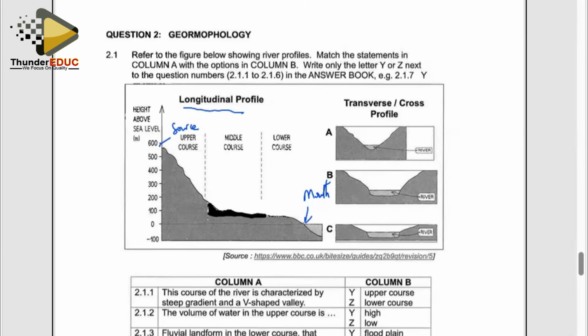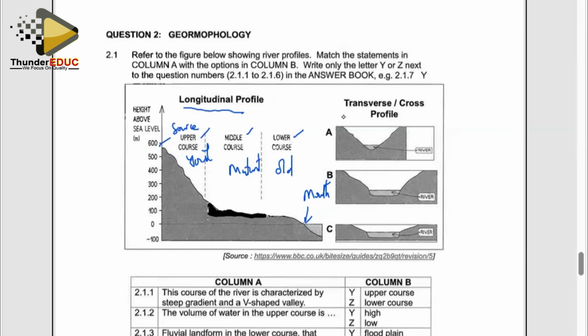So our river is divided into three phases or three stages of development. We have the first part, which is the upper course, and then as the river progresses, it reaches what is called the middle course, and then the lower course. Or in another dimension of understanding, the river is in its youthful stage. Here it's still young, then it reaches maturity, then it gets old as it gets to the last part. That is our longitudinal profile.